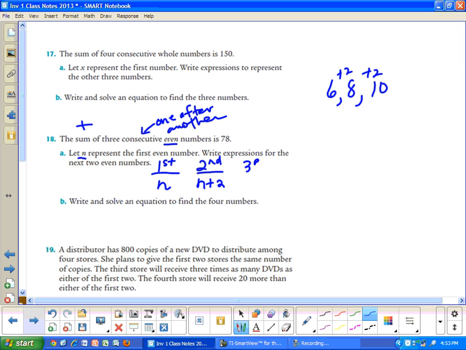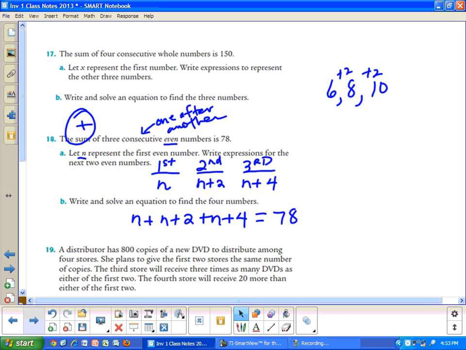And then the third one would just be 2 more than the second one, which would be n plus 4. And our equation we can represent, we need the sum of these three numbers, so n plus n plus 2 plus n plus 4 has to equal 78. And now we can solve that. n plus n plus n is just 3 times n. And 2 plus 4 is 6, equals 78.